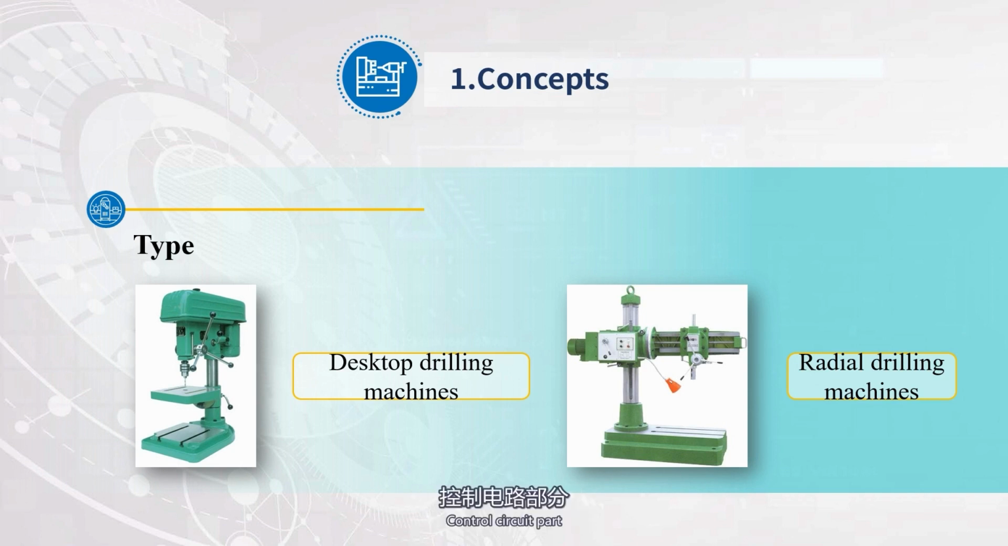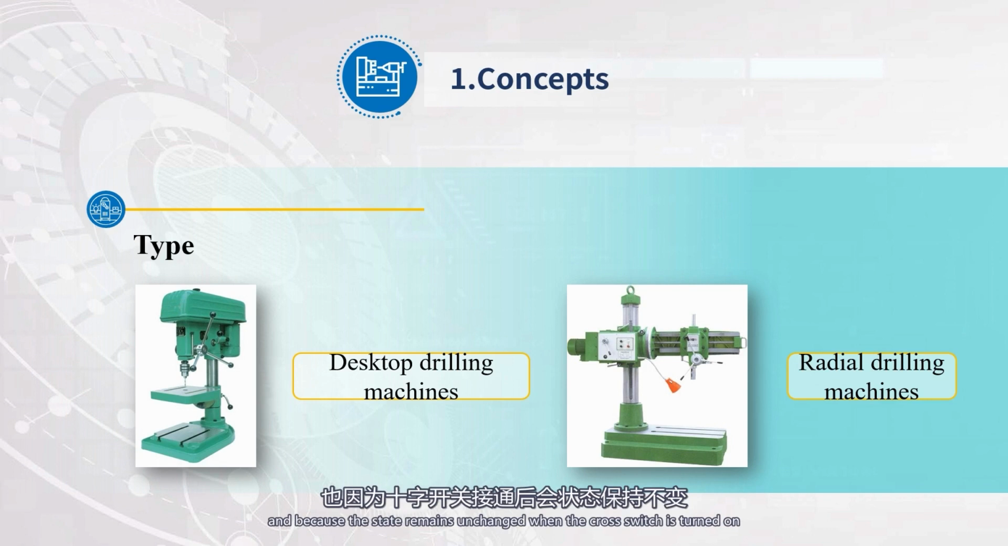Control circuit part. Firstly, analyze the control of spindle motor M2. Turn the cross switch SA to the right position, and the motor rotates. Because the lifting of the rocker arm and the control of the spindle cannot be carried out simultaneously, and because the state remains unchanged when the cross switch is turned on, the control of the spindle motor KM1 is not set with self-locking control.